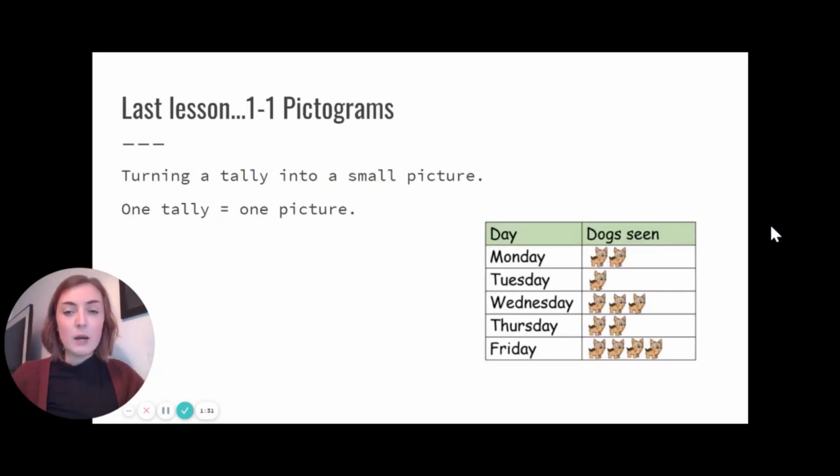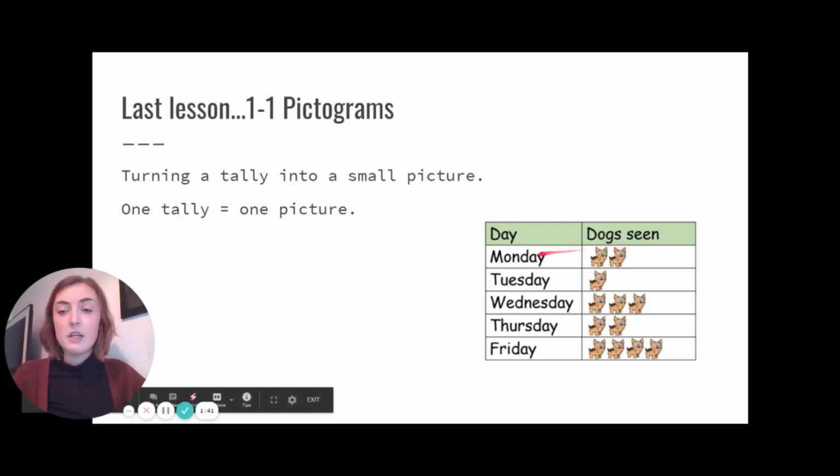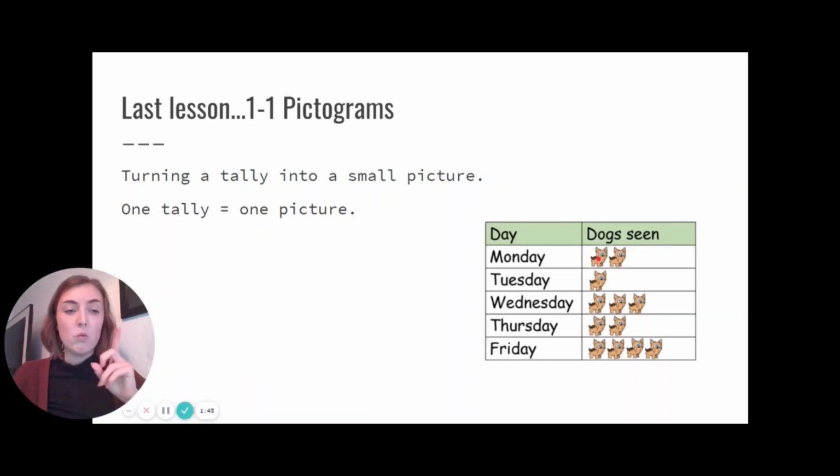Last lesson, we looked at one-to-one pictograms and how you can turn a tally chart into a pictogram. So we took one tally and turned it into one picture, and we looked at this example here. So one dog meant they'd seen one dog.